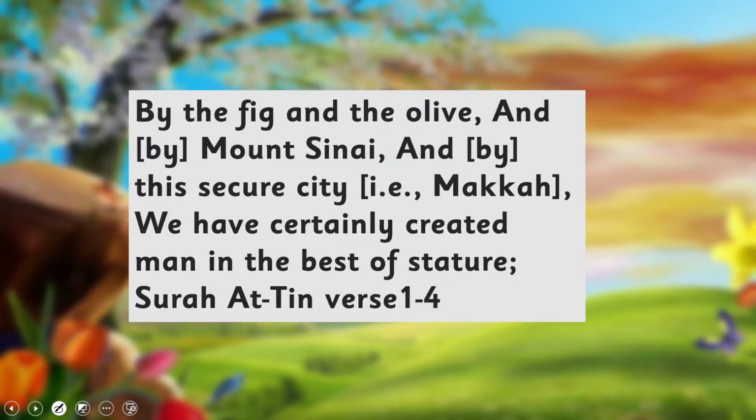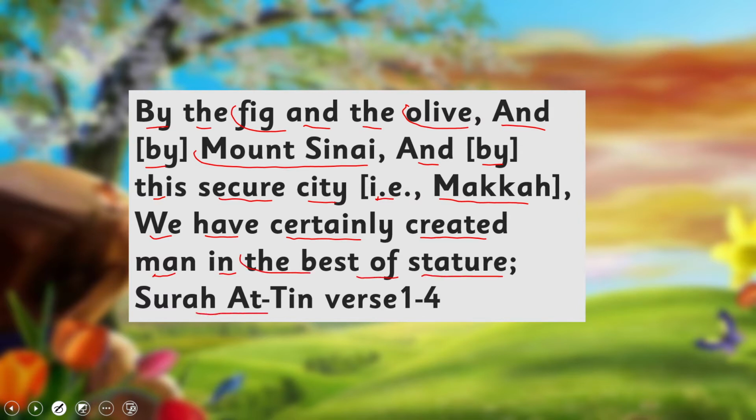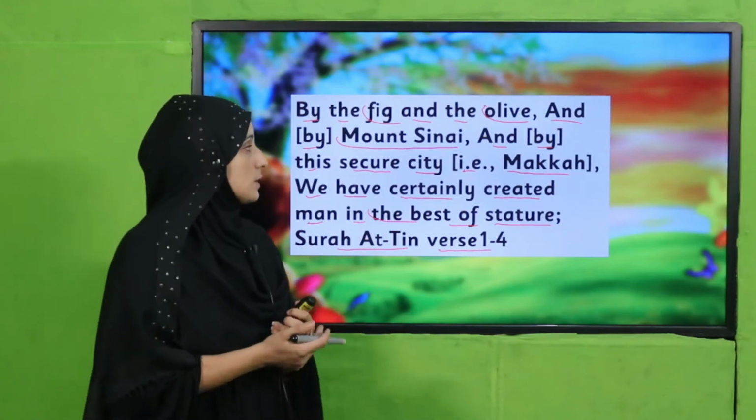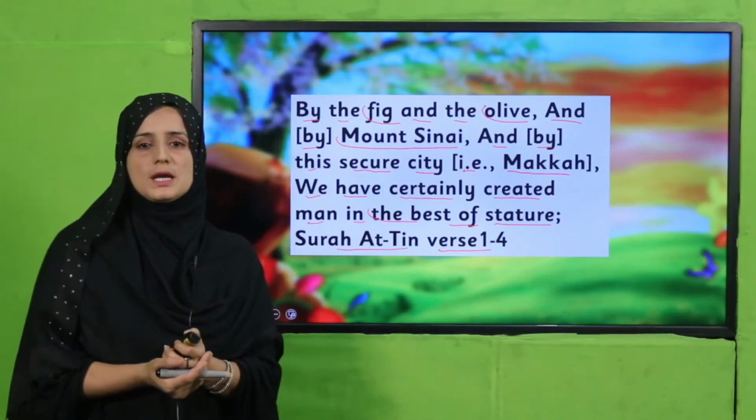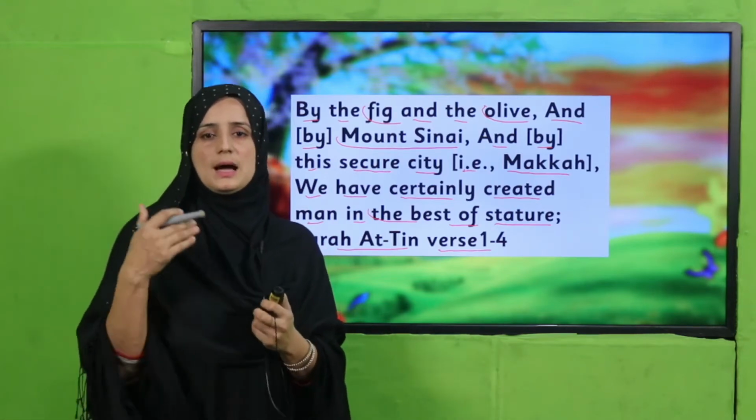Allah subhanahu wa ta'ala mentions in the Quran: By the fig and the olive, and by Mount Sinai, and by this secure city, i.e. Makkah, we have certainly created man in the best of stature. Surah 95, verses 1 to 4. Yes, my dear students, these beautiful verses tell us about the nature of man, how Allah has created man in the best stature, and we are born pious when Allah creates us.